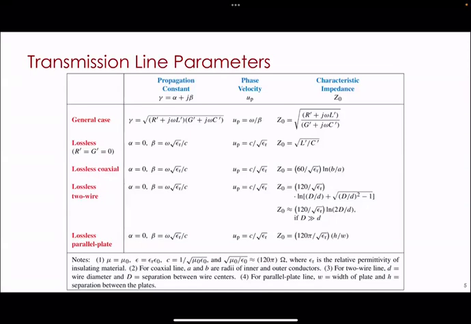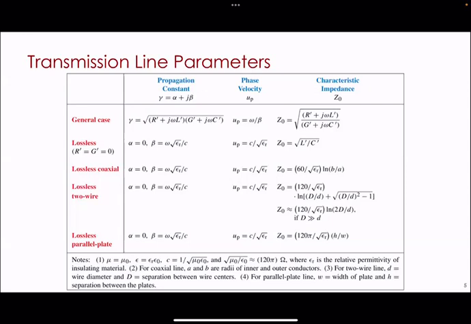You can't go wrong with the whole table. Not a bad idea, but definitely you want this upper half because we have the general case for the propagation constant. It's got the full thing, right? We've got the general case for the phase velocity, and the general case for the characteristic impedance. And then we have the special values if it's lossless, which is what we just calculated essentially.